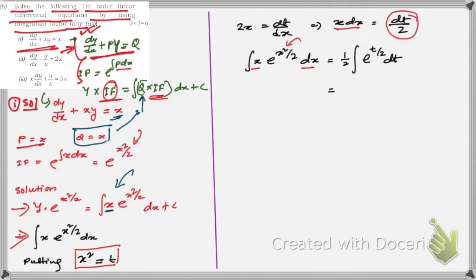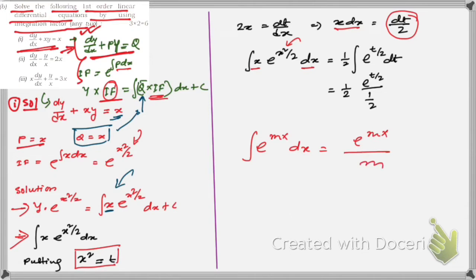Now if you integrate this, you are going to have half e to the power t by 2 divided by half, because integration of e to the power mx dx is given by e to the power mx by m.